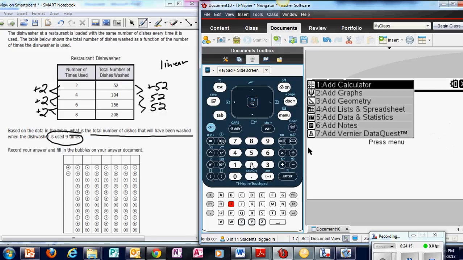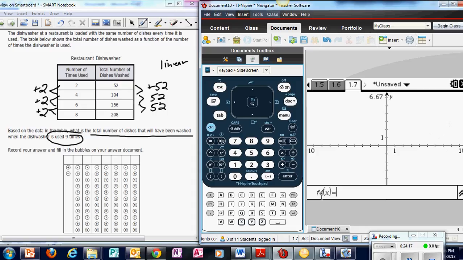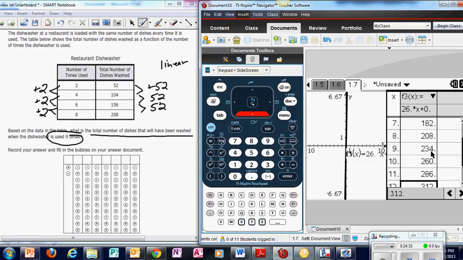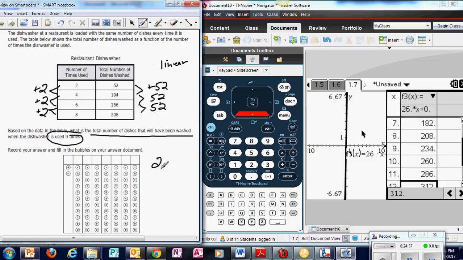Control I, and I want to graph. And this says F4. If I just up arrow, it's got the equation. 26x plus 0. Hit enter. Control T for a table. And I want to go to 9, so scroll down. And 9 is at 234. So I'm going to write that over here.